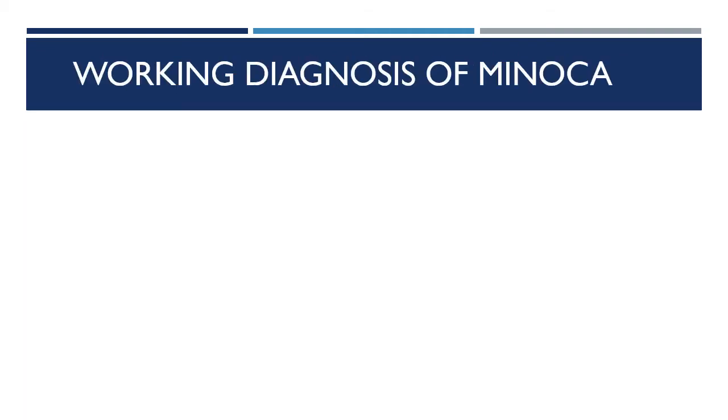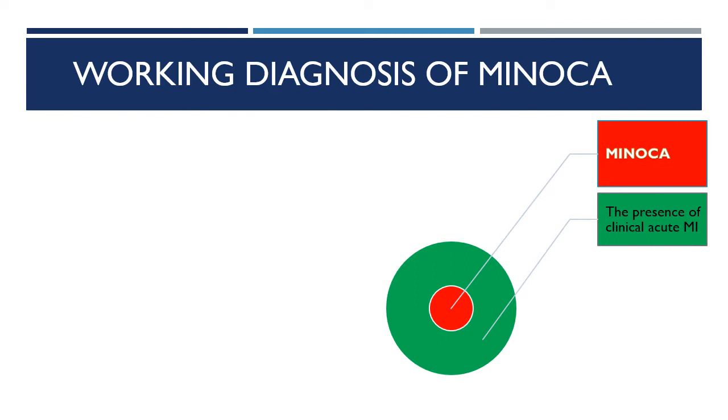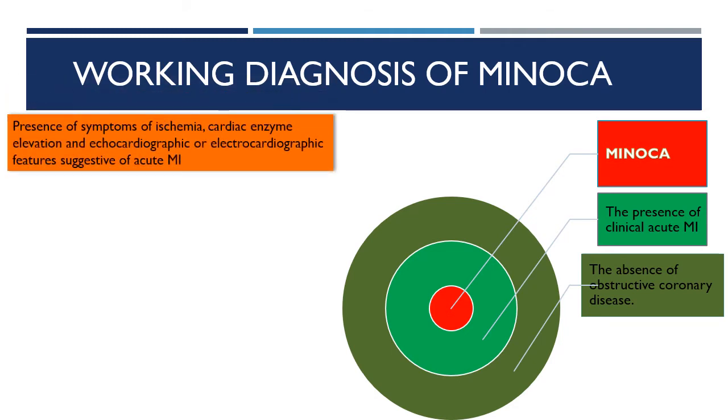In this slide, we will discuss how to establish a working diagnosis of Minoca. In order to diagnose Minoca, we need to establish two things. First, the presence of clinical acute myocardial infarction and the absence of obstructive coronary artery disease. In other words, when there are symptoms of ischemia, cardiac enzyme elevation, and echocardiographic or electrocardiographic features suggestive of acute MI, this will be the presence of clinical acute MI as per the fourth universal definition of myocardial infarction.